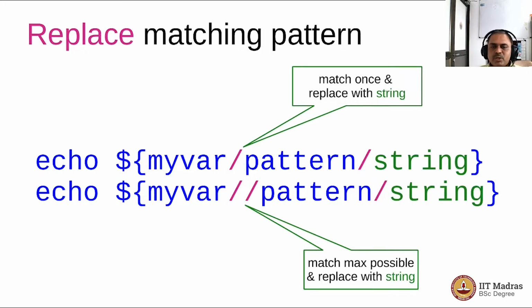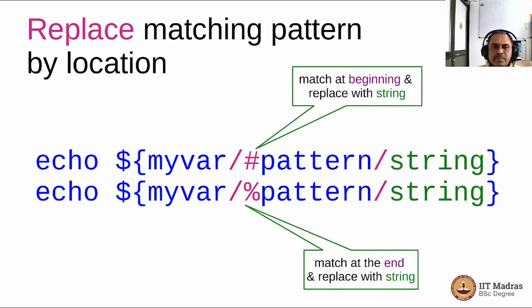And sometimes you may want to match a pattern and replace that pattern with another string. So it is like search and replace, but performed on a single string, which is the value of a variable. Here in this case it is myvar. So if you use a / once, it means the matching is done only once, and if you use the / twice, it means that the pattern is matched as many times as possible within the string, and then all those patterns will be replaced with the string that is given for the replacement.